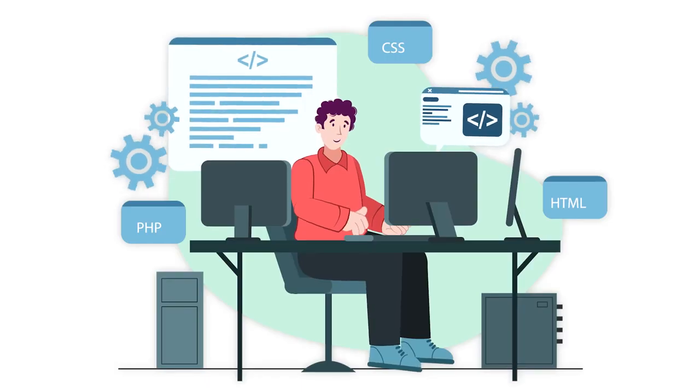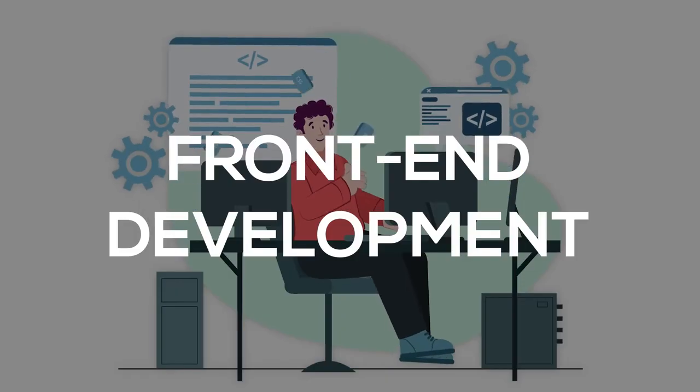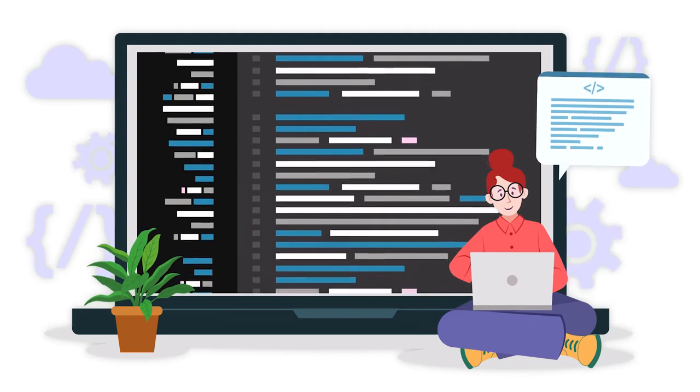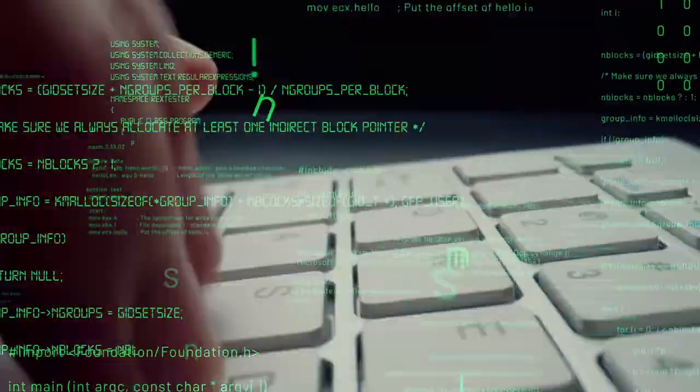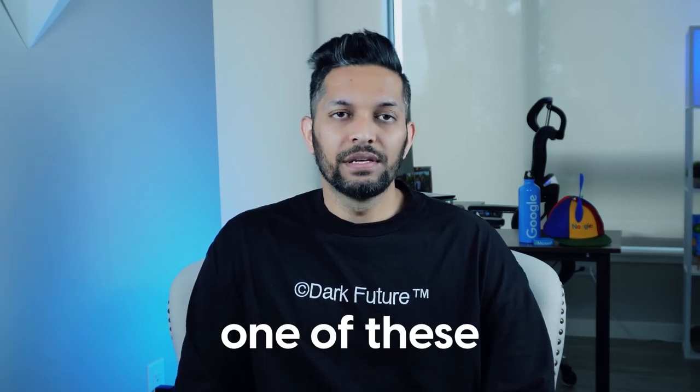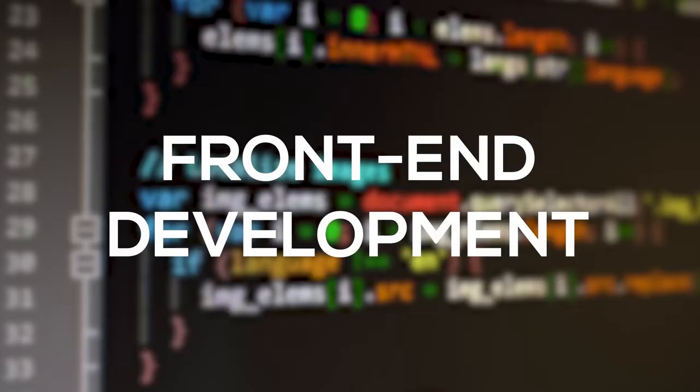If you're writing code for what you see in the browser, you're doing front-end development. And if you're writing code for what the server does when it receives a request, you're doing back-end development. And if you happen to work on both server and the browser code, you are doing full-stack development. We'll discuss both front-end and back-end development in this video, but you don't have to know both to get a job. Even if you master one of these, you are golden. Let's start with front-end development.